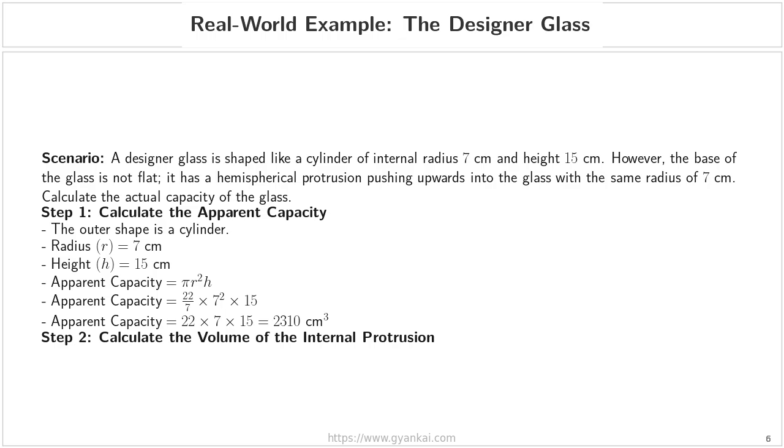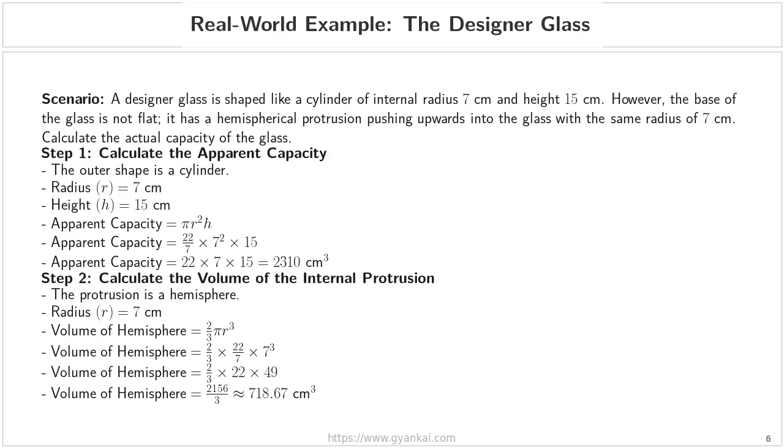Step 2. Now, we must identify the volume of the internal protrusion that is taking up space. In this case, the protrusion is a hemisphere. The formula for the volume of a hemisphere is 2/3 pi r cubed. Using our radius of 7 centimeters, the calculation becomes 2/3 times 22 divided by 7 times 7 cubed. This simplifies to 2/3 times 22 times 49, which equals 2156 divided by 3. When we do the division, we get approximately 718.67 cubic centimeters.